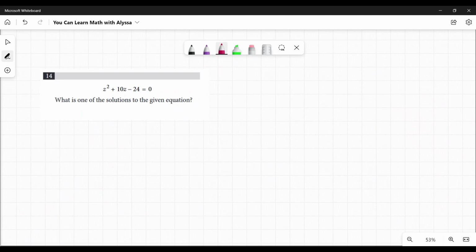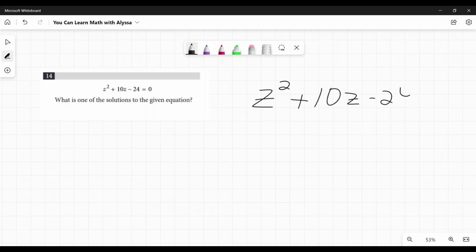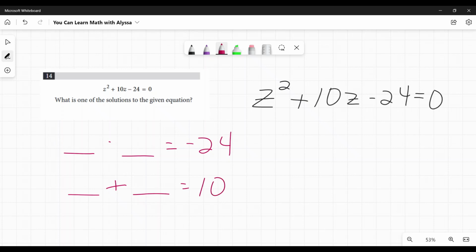Number 14. z squared plus 10z minus 24 equals 0. What is one of the solutions to the given equation? They're wanting you to factor this. When we are factoring, we are going to look at what two numbers multiply to get our final term, but add to get that middle number. So it is what two numbers multiply to get negative 24, but add to get a positive 10.